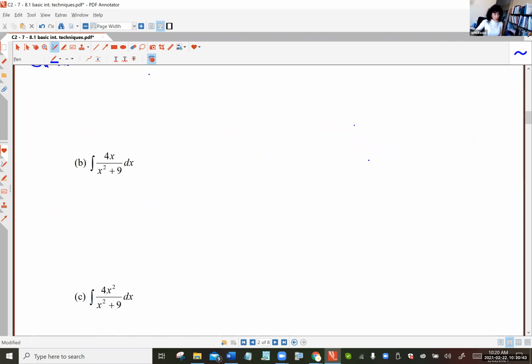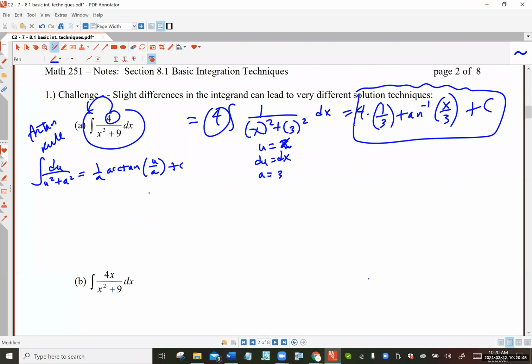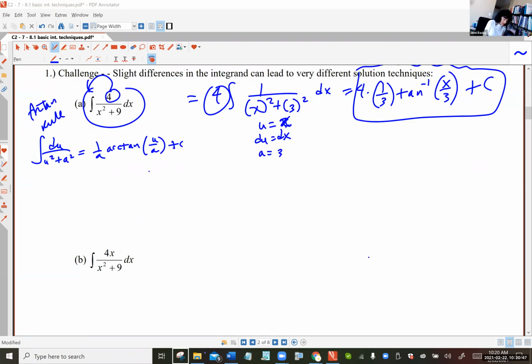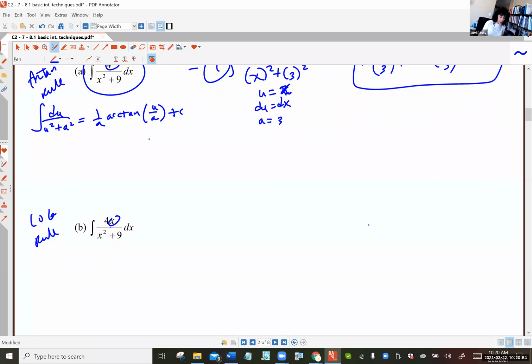Is that arctan rule? It's not the same. Log. Log rule is correct. So know the difference. Well, how do you tell the difference? Well, you can tell the difference because a portion of the derivative of the denominator shows up in the numerator, because here you have 1 over u du is equal to ln absolute value of u plus c. There's your log rule in action. This 4 you can pull out in front.